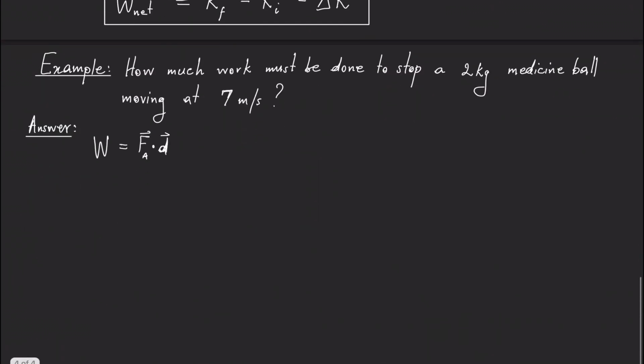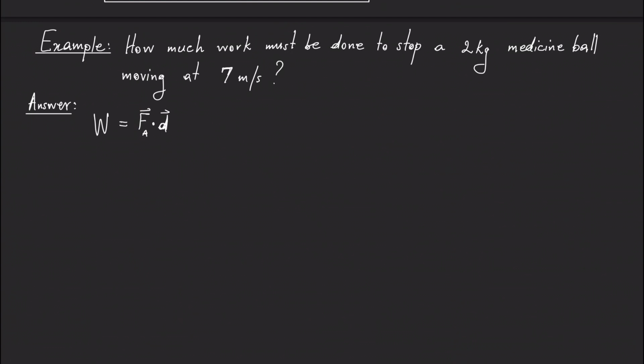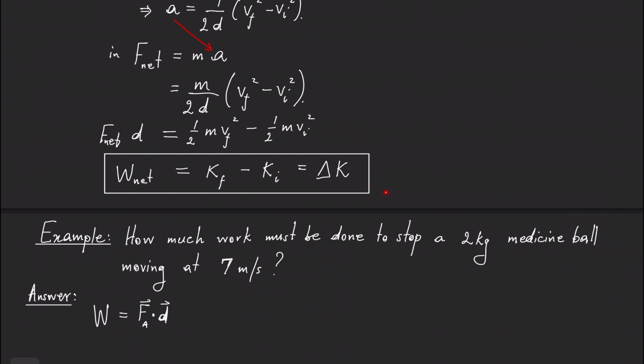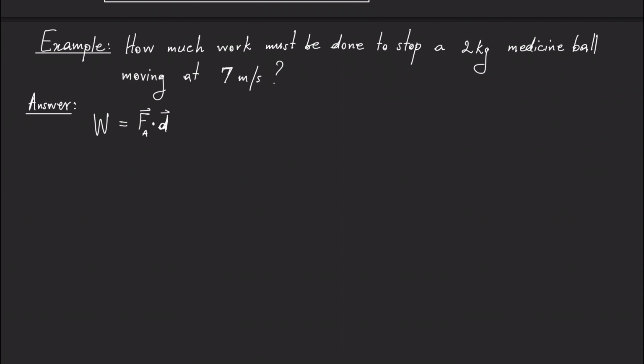Let's look at an example. Over here, I've chosen an example which demonstrates how to use this connection, the work kinetic energy theorem. So we have a situation where they ask us how much work must be done to stop a 2-kilogram medicine ball, or you could just think of a ball, it doesn't matter what kind it is. Its mass is 2 kilograms. Its speed initially is 7 meters per second. But what is our goal? Our goal is to stop.